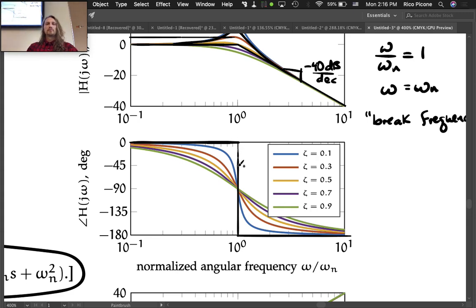Yes? So zeta is the damping ratio? That's right. So what kind of real world situation would you use these?